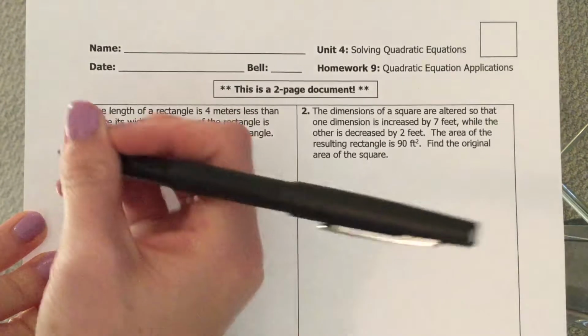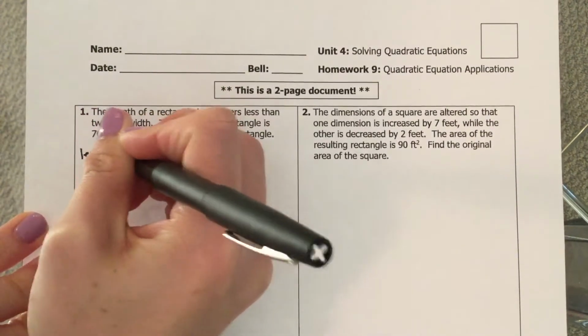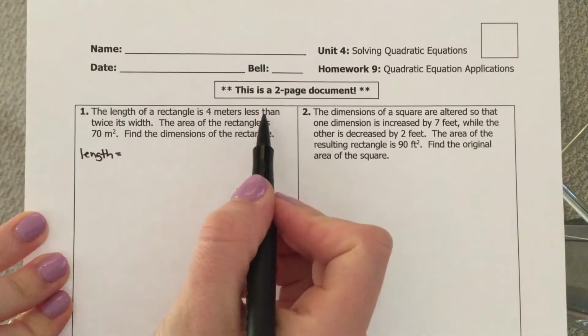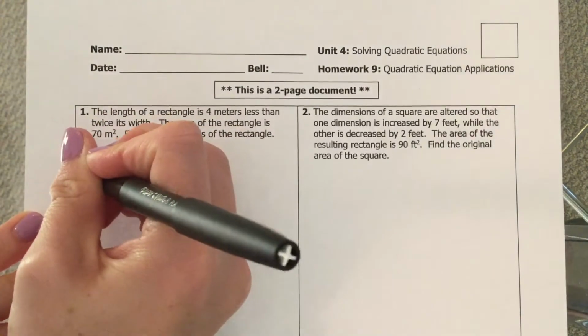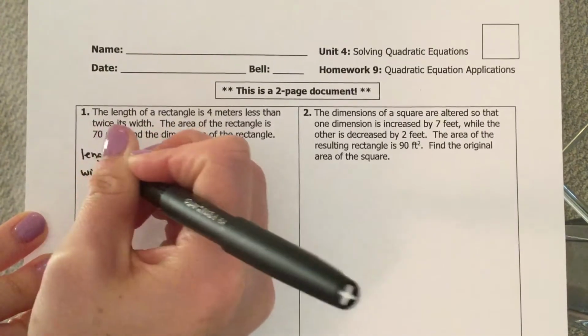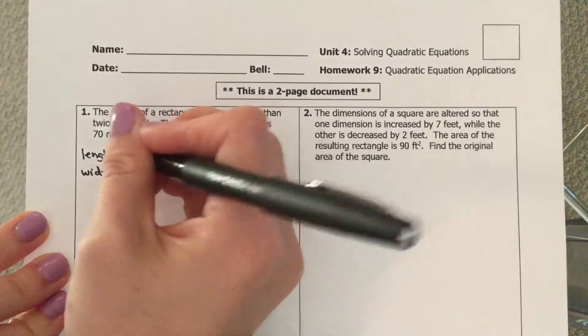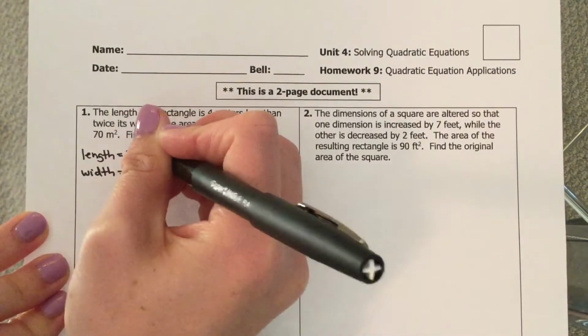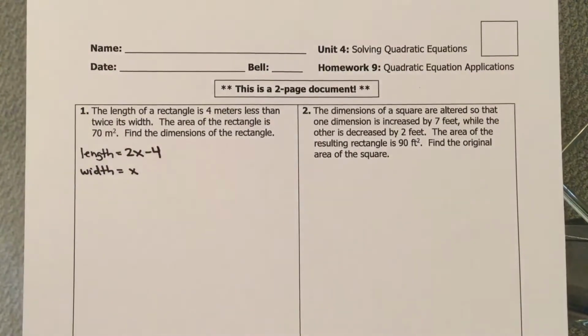So this is the length of a rectangle. I'm going to write down just a little note. The length of a rectangle is 4 meters less than twice its width. Okay, so if we first say, let's just call the width x, then 4 meters less than twice its width would be 2x minus 4, right? 4 meters less than twice its width.